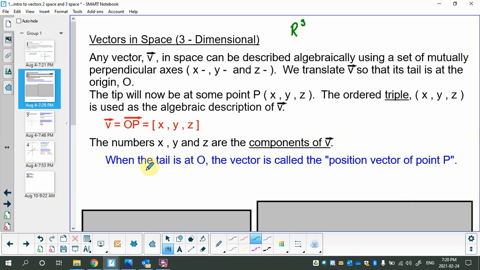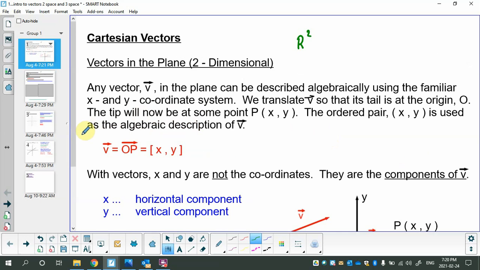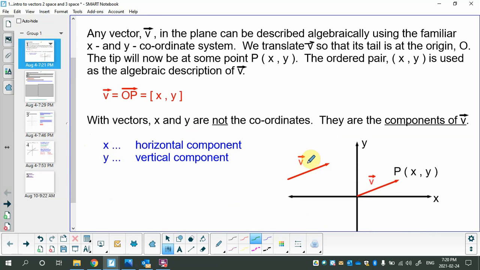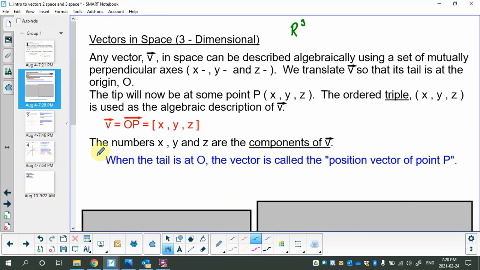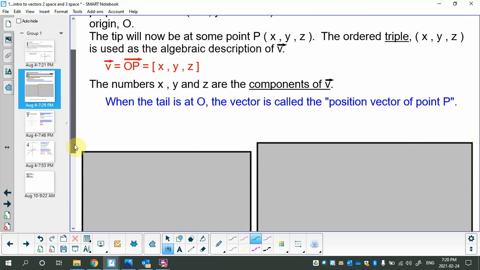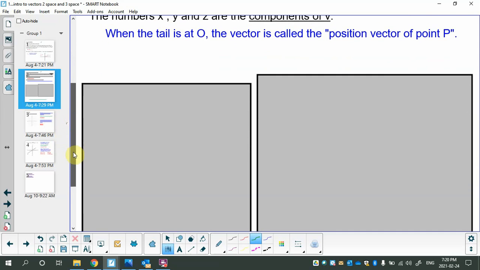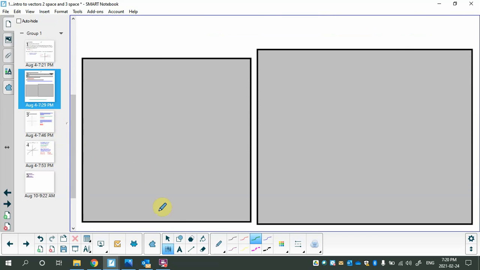So when the tail is at O, for instance when we take this vector v and we stick it back at the origin, that vector, which is at the origin, where its tail is at (0, 0, 0), is called the position vector of point P. So again, this note is very informational. Now the scary part. You're going to have to remember this in some way.